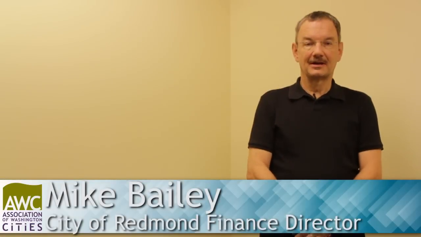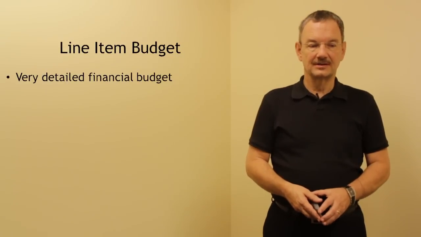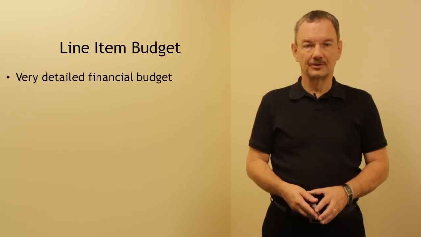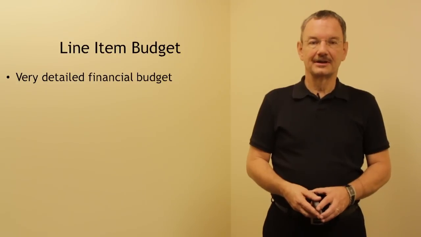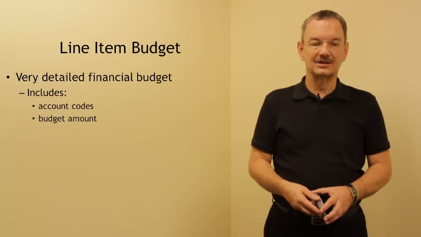In this segment, we're going to be talking about the various types of budgets that exist in local governments. First of all, let's start with a line item budget. This is a very detailed, financially oriented budget. It's kind of the historical basis that budgets started from. Many of us remember the green bar paper that those line item budgets could be printed on. It includes account codes and budget amounts, but not much more.